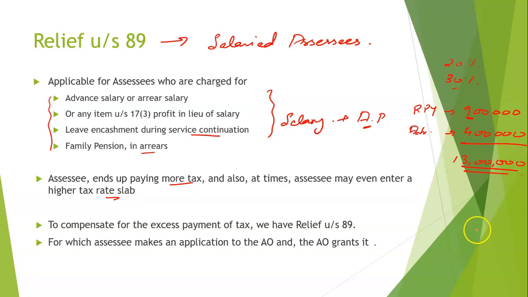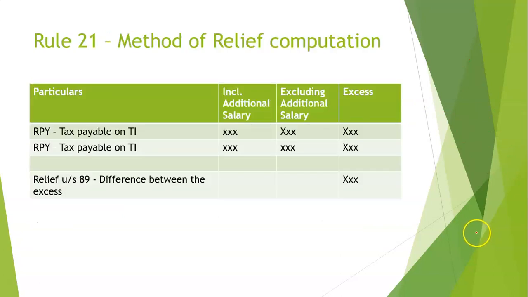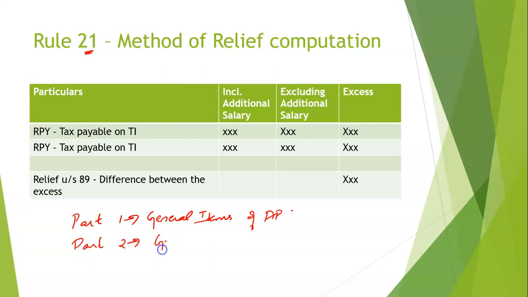Relief applicable to assessees who are salaried. Alright, for employees. Now let's check the computation. The computation of relief is mentioned under Rule 21. And as per Rule 21, the computation of relief under section 89 falls in two parts. Part 1 for general items of additional payment received. Part 2 if the additional payment received is gratuity.